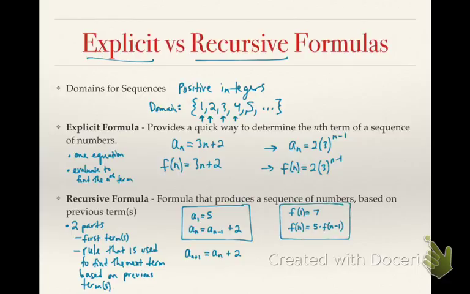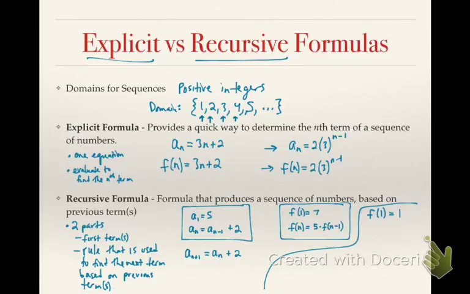So explicit formulas, you just plug a value in and you get the term. Those are the nice ones, easy to work with. The recursive formula, you have to have two parts. First you define the first term, and then a rule to determine the next term based upon previous terms. Now just before we go on, I just want to indicate that you could have a couple starting terms. For instance, the Fibonacci sequence is a very common recursive sequence, a sequence of values based on a recursive formula.